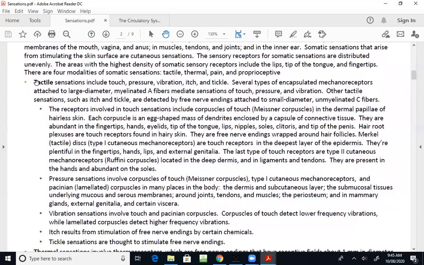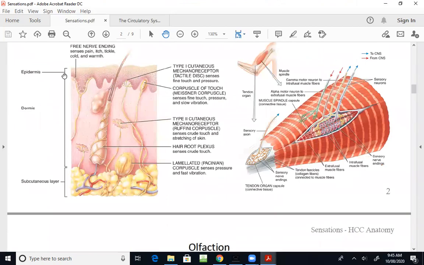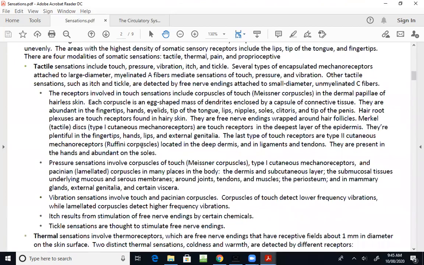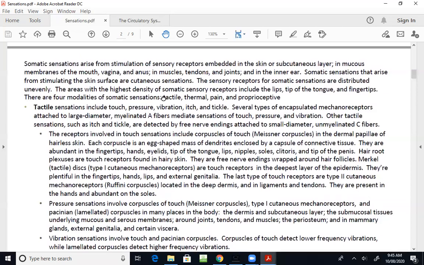We have, like I said, a whole bunch of them in our skin, and the ones that are in our skin we call the cutaneous sensory receptors, and so those sensations that are arising from our skin are called cutaneous sensations. Remember the word cutaneous, just a fancy word for skin, and we can see several of them here in this picture at the bottom that I'll refer to quite a bit in the lecture. The sensory receptors for somatic sensations are distributed unevenly. In certain areas of our body, we've got a lot more receptors than others, which makes them more sensitive.